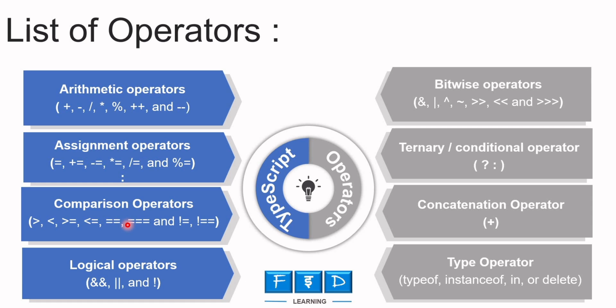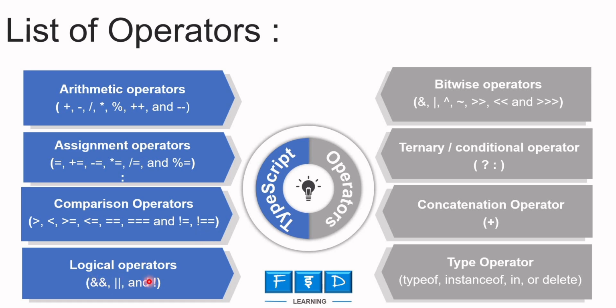Next operator is the comparison operator, which is also called the relational operator. Operators which are used to compare or to define a relationship between two operands and return a boolean value true or false. And in TypeScript, there are 8 relational operators or comparison operators such as greater than, less than, greater than or equal to, less than or equal to, identical, not equal to, and not identical.